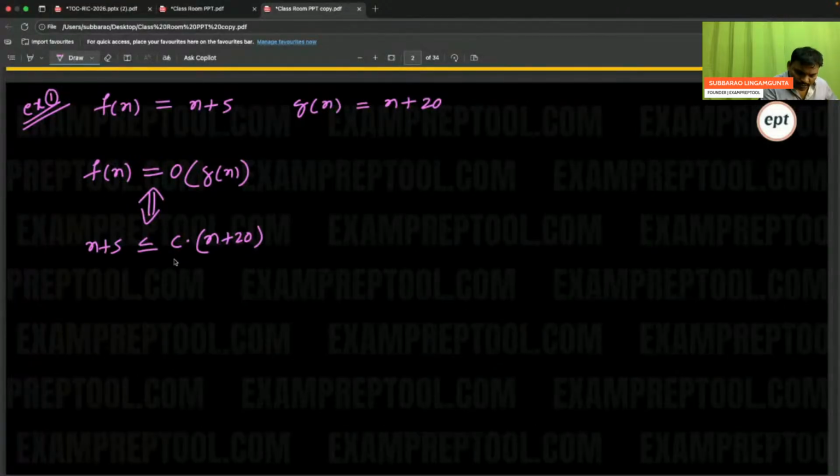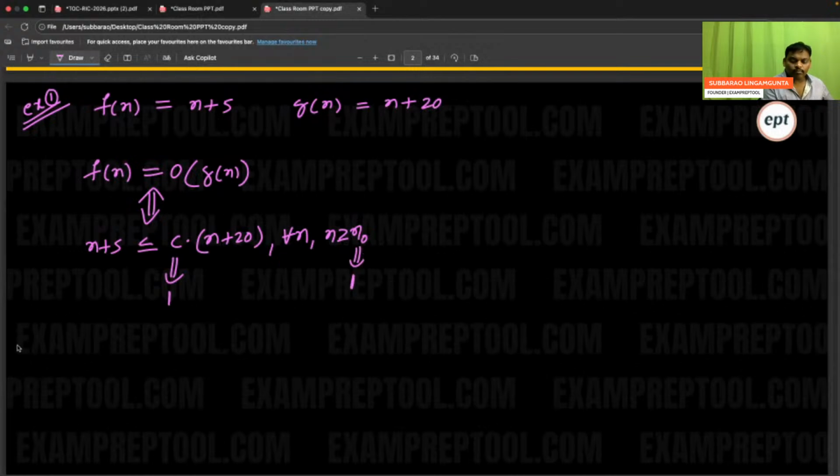So take the c value. Because it is already bigger, take the c value 1. So I think c value 1 is working okay. But what is the n0? For all n where n is greater than or equal to n0. If you want, you can check n0 as 1. From 1 onwards, big O is working. Remember, 1 onwards, big O.